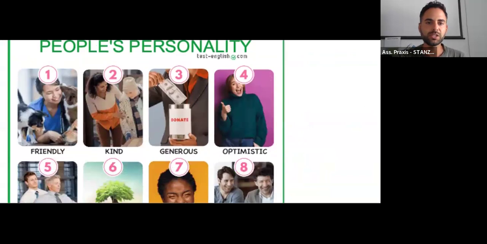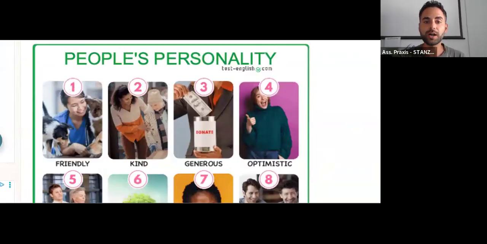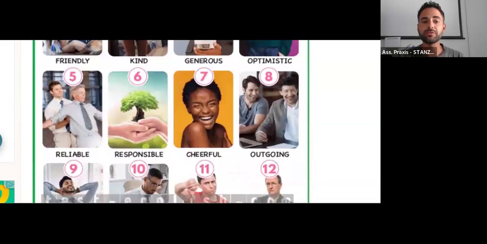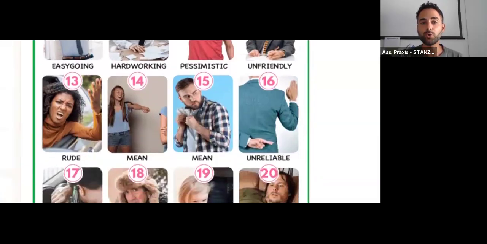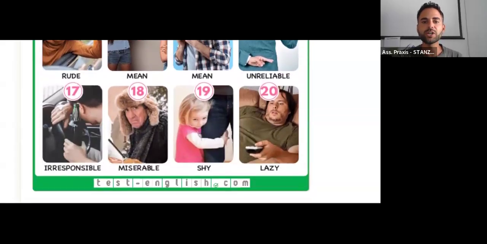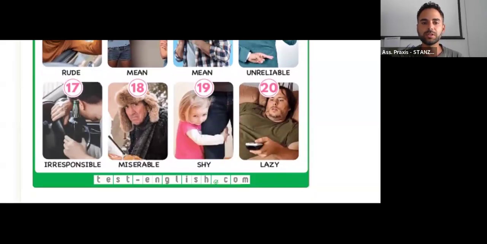So we're going to have a look at the first part of the picture. We have number 1, friendly, number 2, kind, number 3, generous, number 4, optimistic, number 5, reliable, number 6, responsible, number 7, cheerful, number 8, outgoing, number 9, easygoing, number 10, hardworking, number 11, pessimistic, number 12, unfriendly, number 13, rude, number 14, mean, number 15, that's also mean, number 16, unreliable, number 17, irresponsible, number 18, miserable, number 19, shy, and number 20 is lazy.